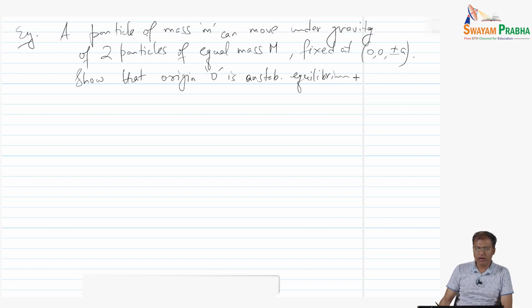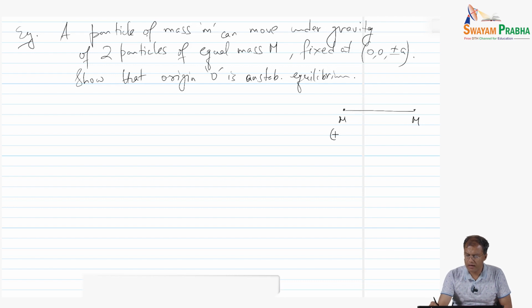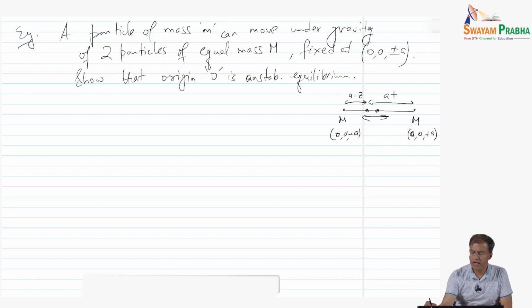The particle of mass m can move under gravity of two particles. So we have two particles sitting at two ends, fixed at (0, 0, minus a) and the second at (0, 0, plus a). Now we have a particle of mass m moving under gravity here, so it is going to move along the line of interaction. We expect that if the particle is at a distance a minus z here, it will be at a distance a plus z here.